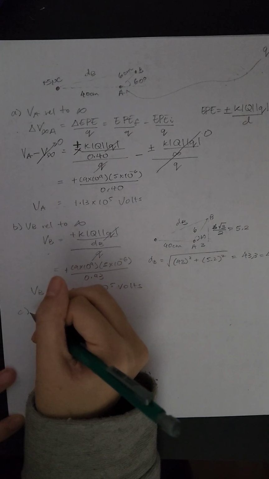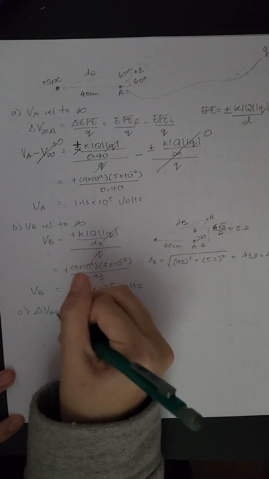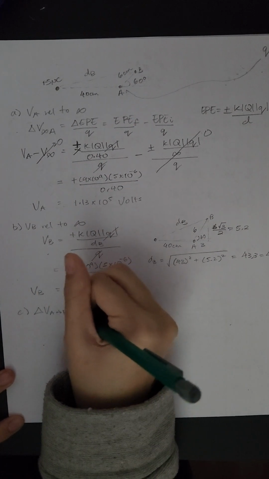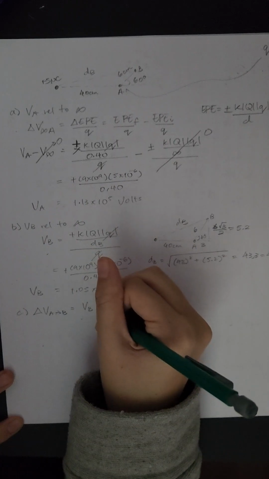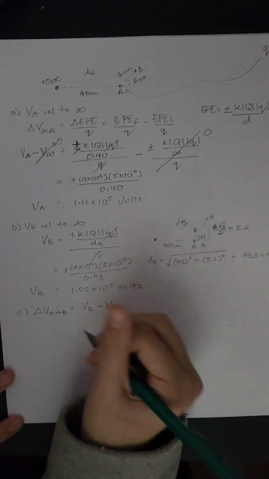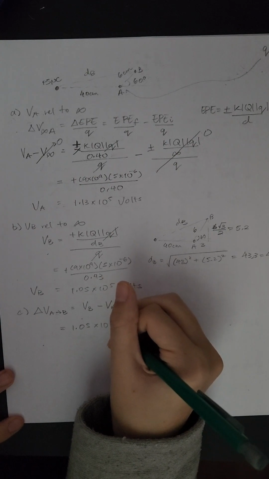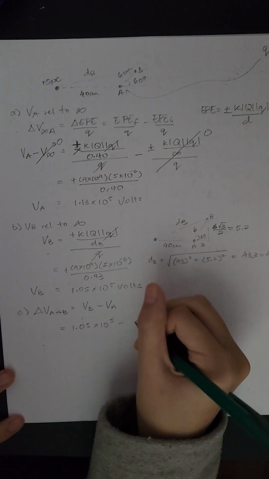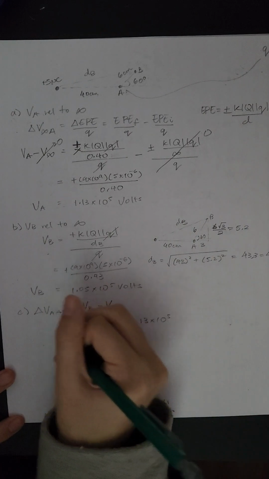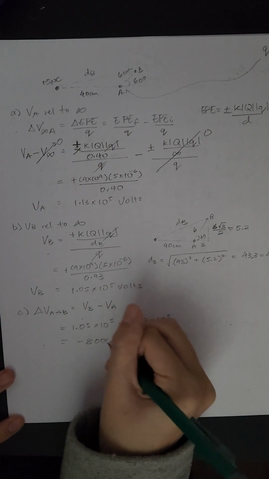Now for C, we're asked to find the change in voltage from A to B, which by definition is equal to voltage B minus voltage A. So it will be what we found in B, 1.05 times 10 to the 5th volts, minus what we found in A, 1.13 times 10 to the 5th volts here. And this is equal to negative 1,000 volts.